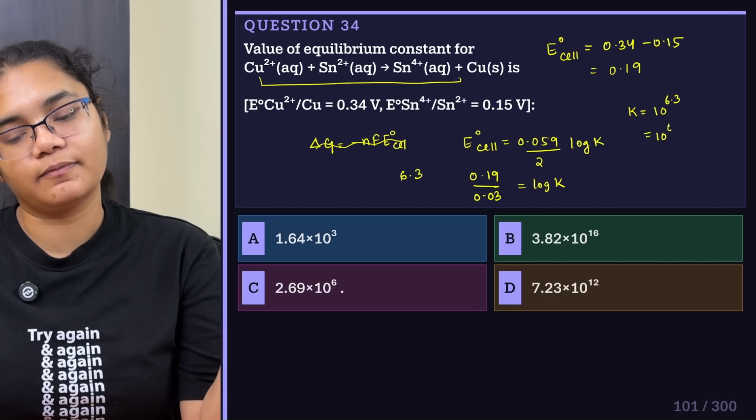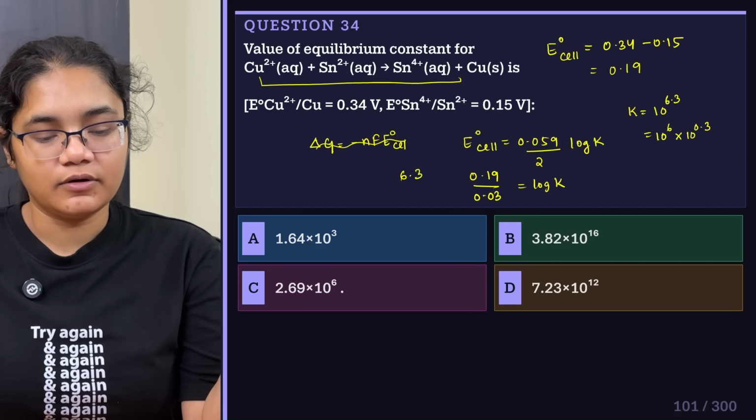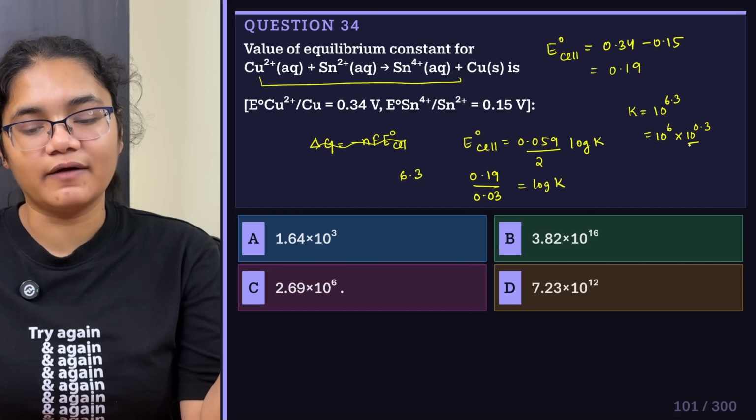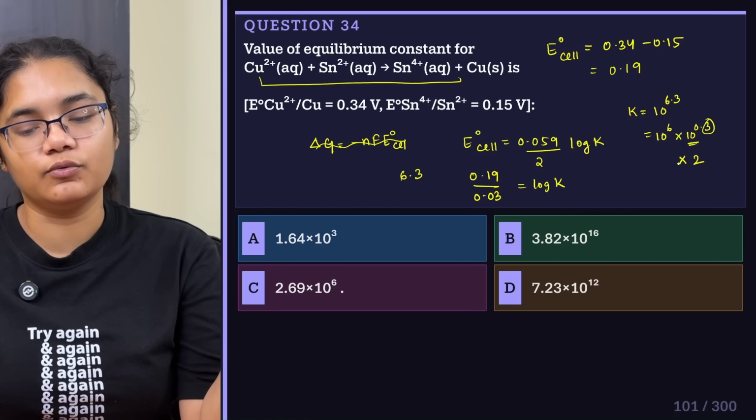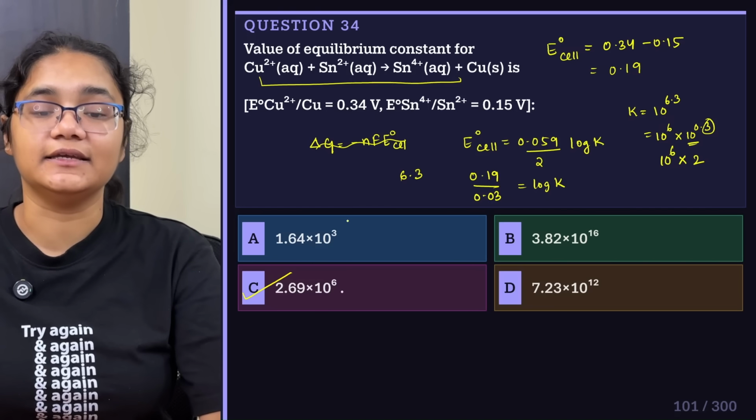That gives me 10 to the power of 6 into 10 to the power of 0.3. Now if you know that log 2 value is 0.3, so this one will be 2 and this one will be 10 to the power of 6. That gives me option number C here.